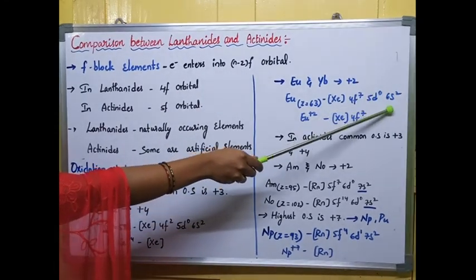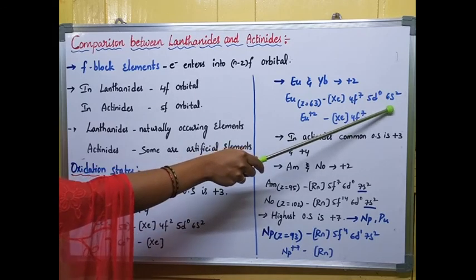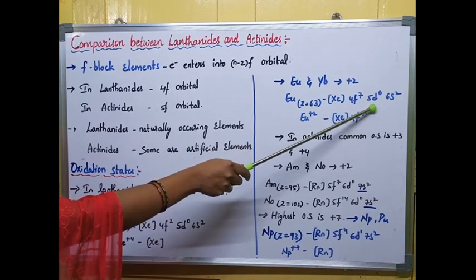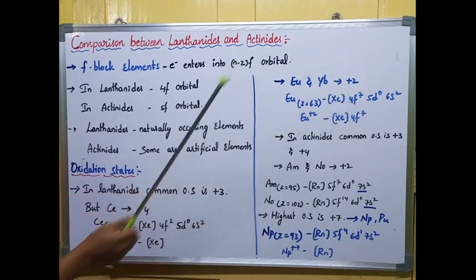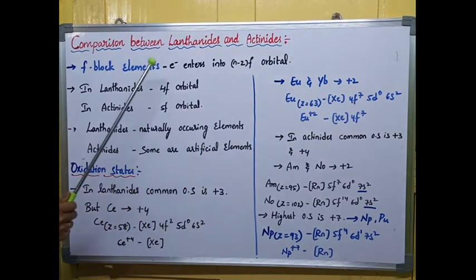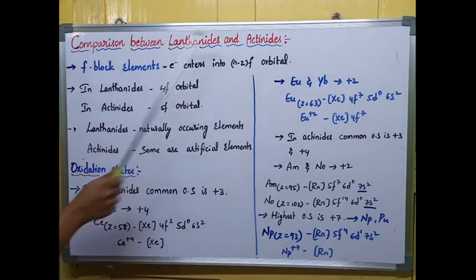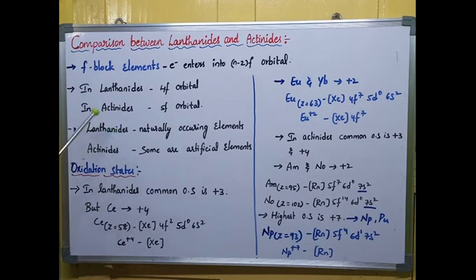You can see the outer shell is called the ultimate shell, 6s2, and next to the outermost is the penultimate shell. Next to this shell is called the anti-penultimate shell. So in both lanthanides and actinides, the electron always enters into the anti-penultimate shell. In lanthanides the electron enters into the 4f orbital, in actinides into the 5f orbital. Hence lanthanides are called the 4f series, and actinides the 5f series.